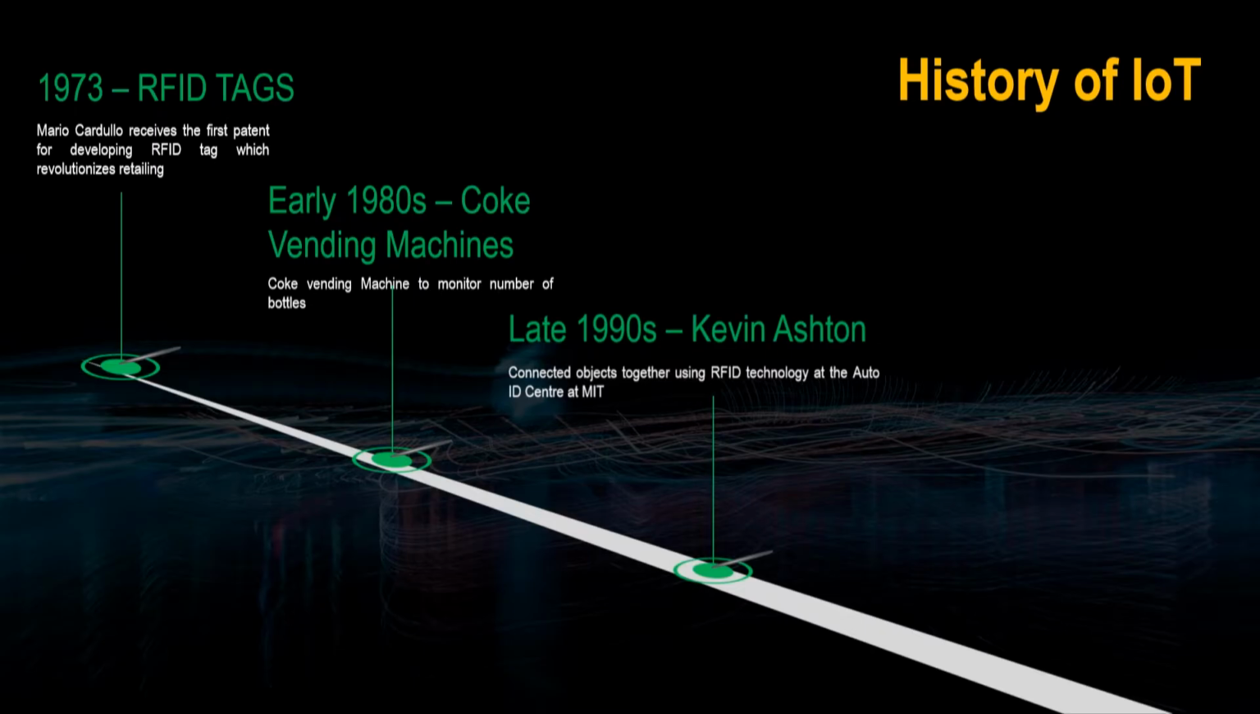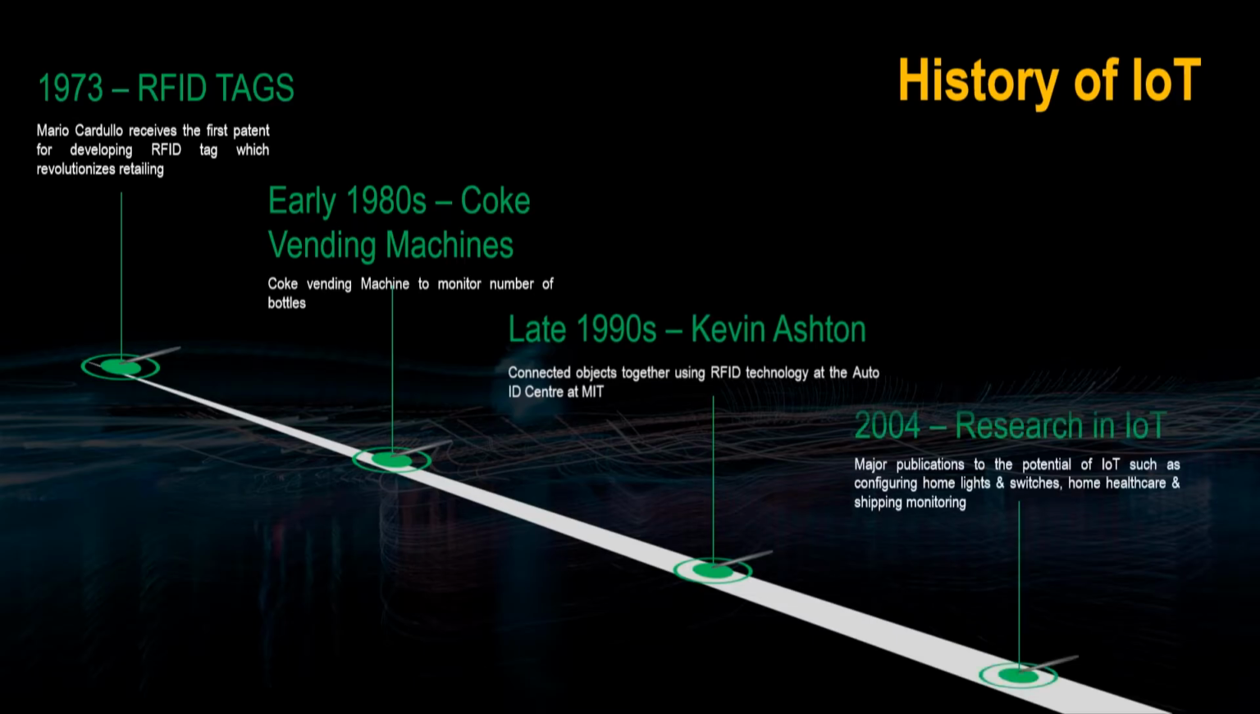The researchers say that Kevin Ashton started the IoT applications, but before that only the concept of IoT existed. And from 2004 till date, major publications on the potential of IoT have appeared, and researchers are still working on the development of IoT and IoT applications. Now, first of all, I will tell you the machine to machine IoT architecture. After that, I will come to the different layers of IoT.